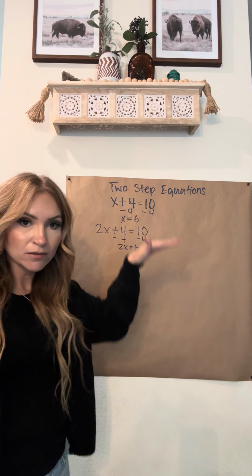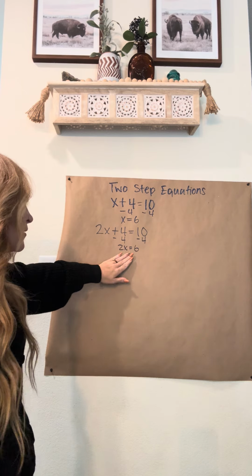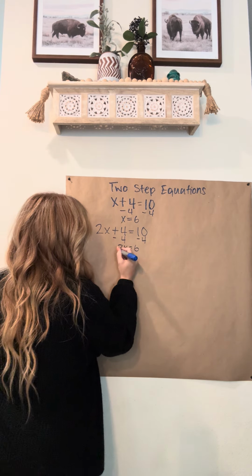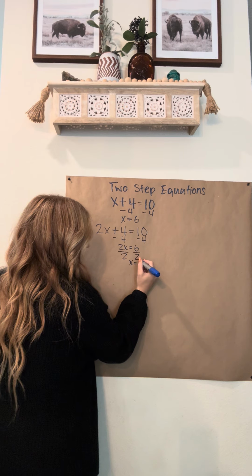Now this is where last time we would have been at the end because we would have only had an x up here, right? So we're going to have to take and divide both sides by 2. So x equals 3.